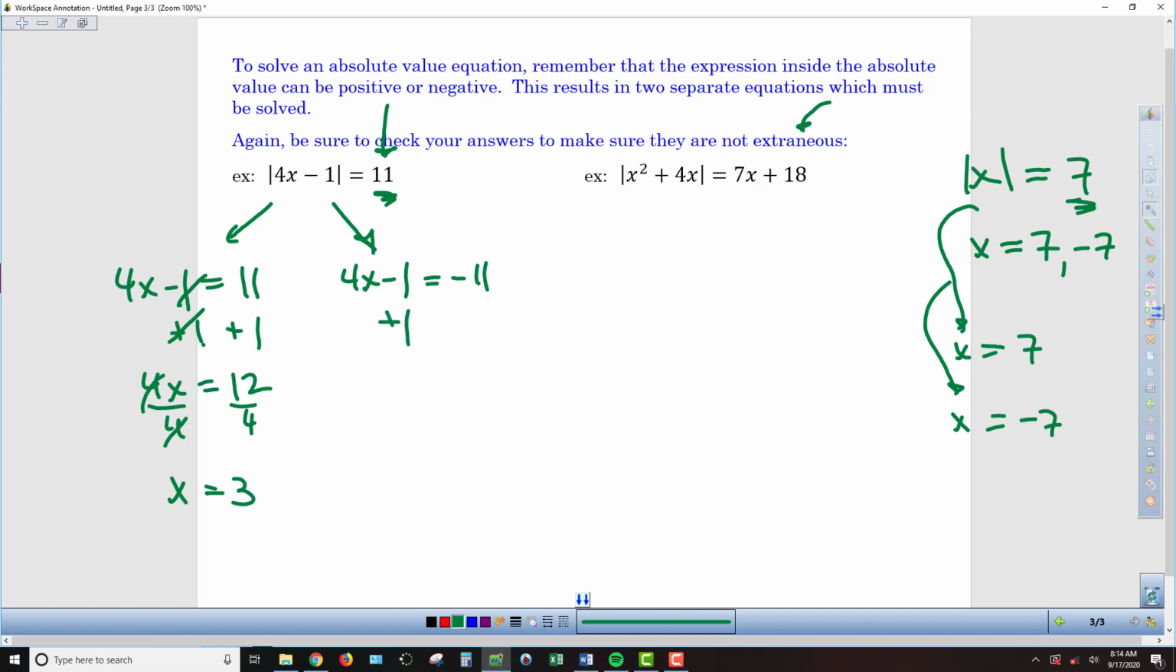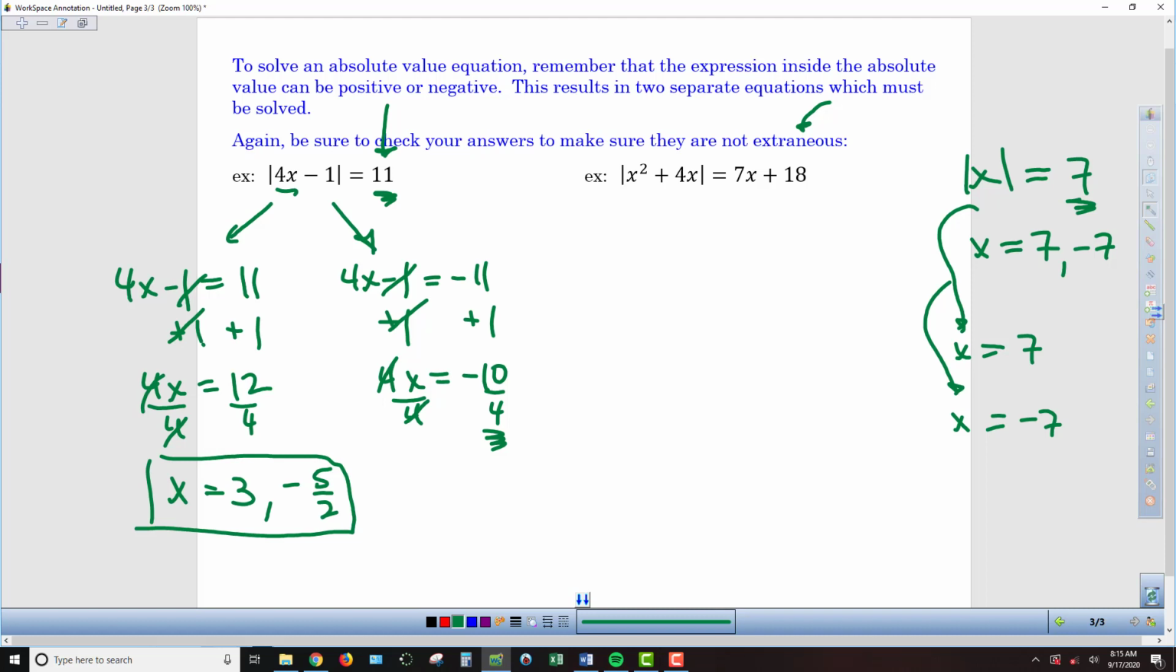And so now I can just go ahead and solve this other one. So I'm going to add 1 to both sides. So we get 4x equals, careful there, that's negative 10. So if I divide both sides by 4, we're going to get x equals negative 10 fourths, which reduces to negative 5 halves, or negative 2.5. And so again, I can go ahead and plug that in. If I multiply 4x times, easier if I leave it in this unreduced form, 4 times negative 10 fourths is going to be negative 10. Negative 10 minus 1 is negative 11, the absolute value of which is 11. So both of these answers check out for us.